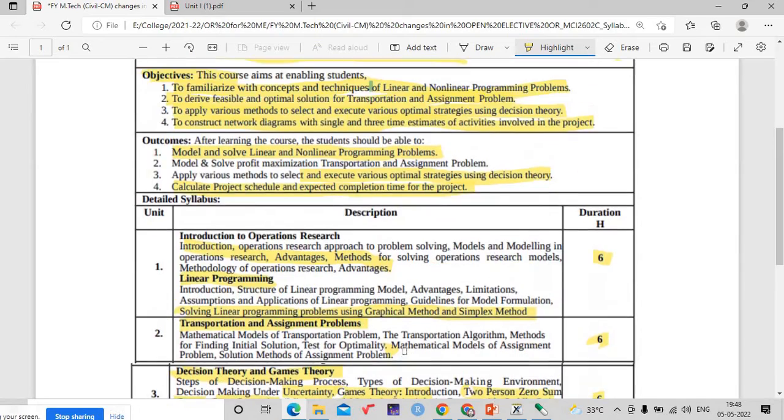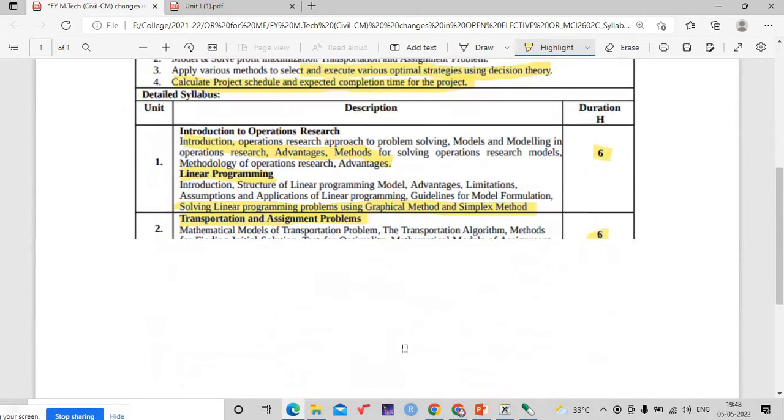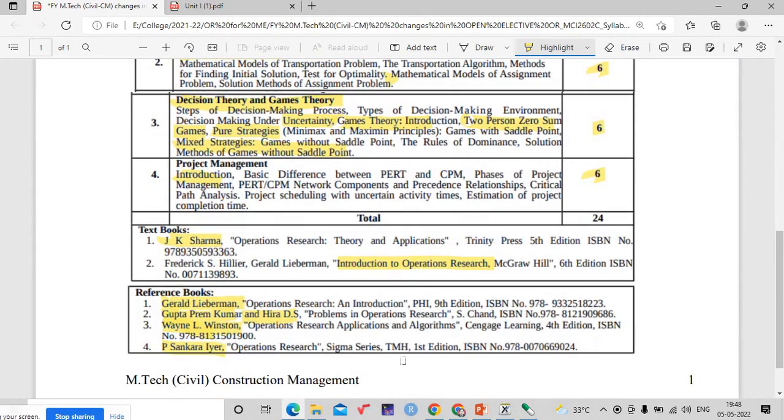So this is about our syllabus. If you are having any doubts about the syllabus, please let me know. Or may I proceed further? If you don't have any doubt, yeah, I guess we can go ahead with this. Yeah, okay.